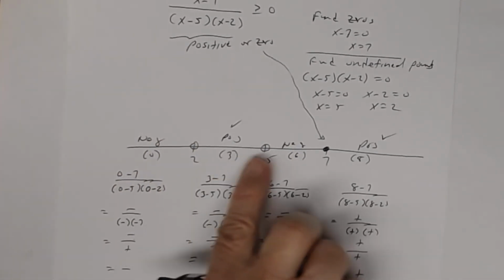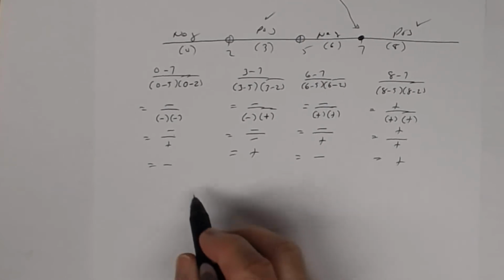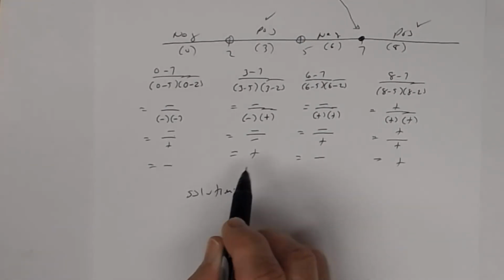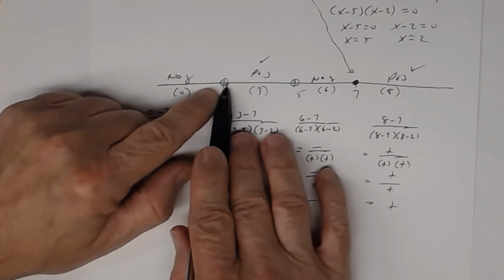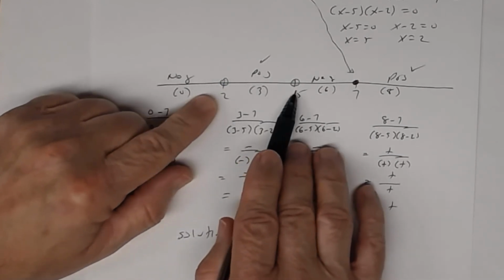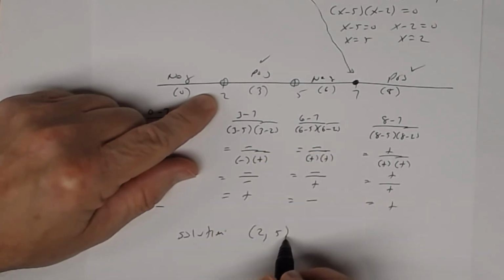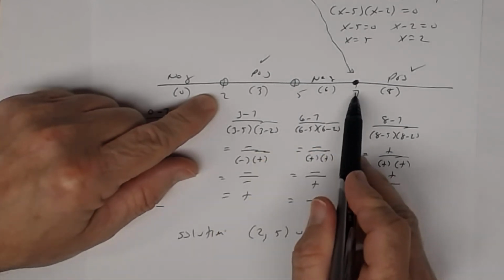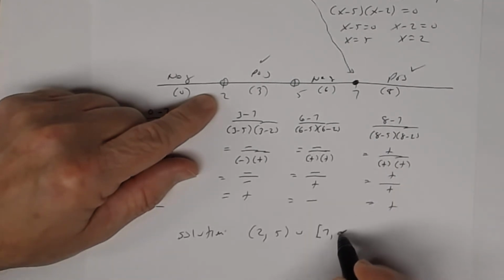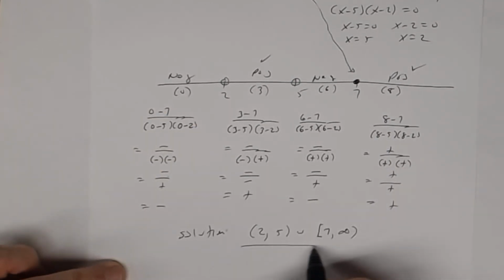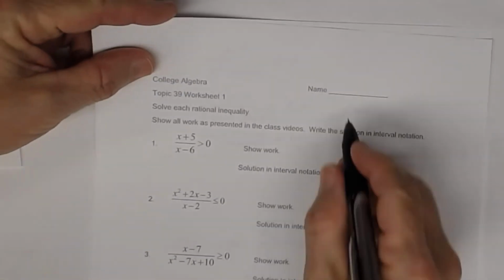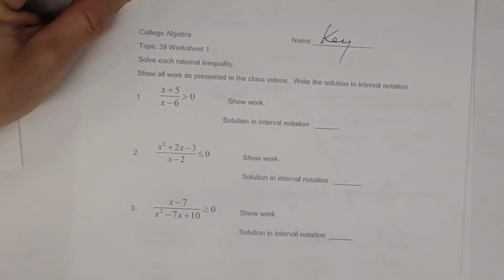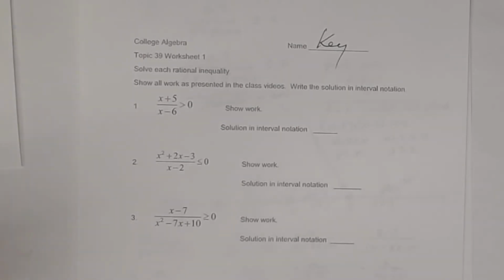All right, so these two are my solutions along with that 7. Remember, you always go from left to right, from smallest to largest. So my solution would be: parentheses 2 to 5 parentheses, union, and then bracket 7 to infinity. All right, so those are your solutions. That is the key to this worksheet, the worksheet on rational inequalities.